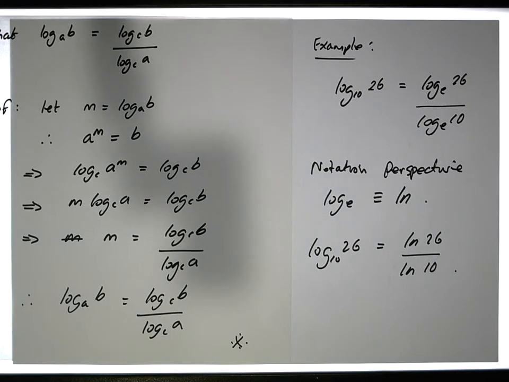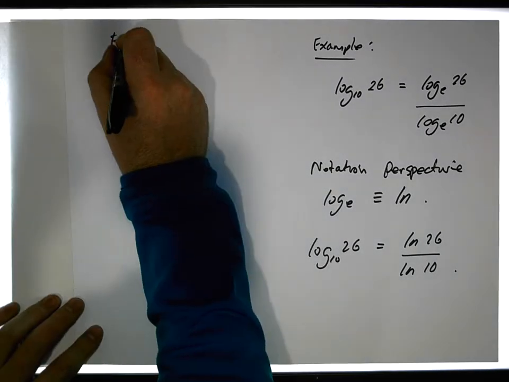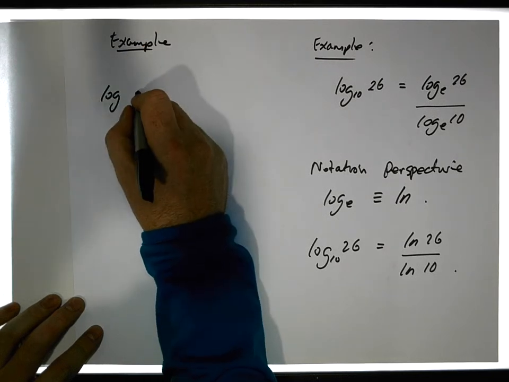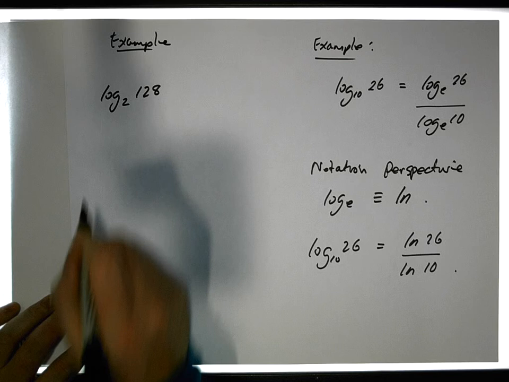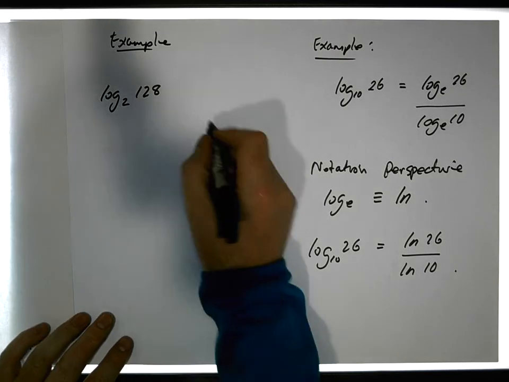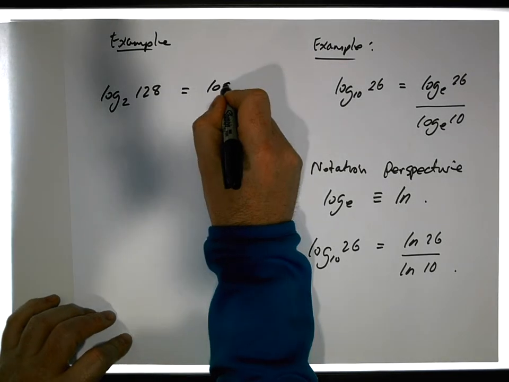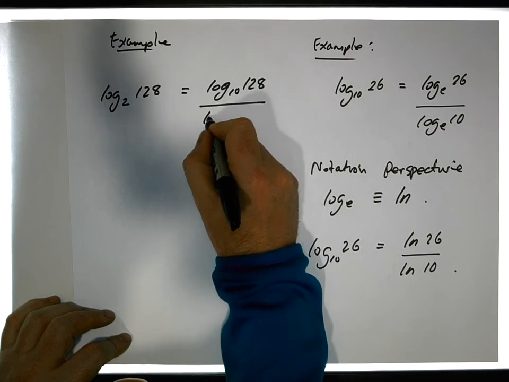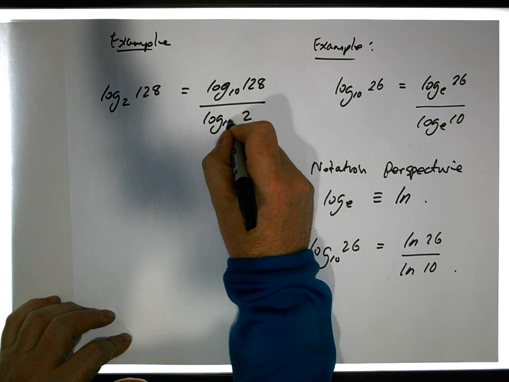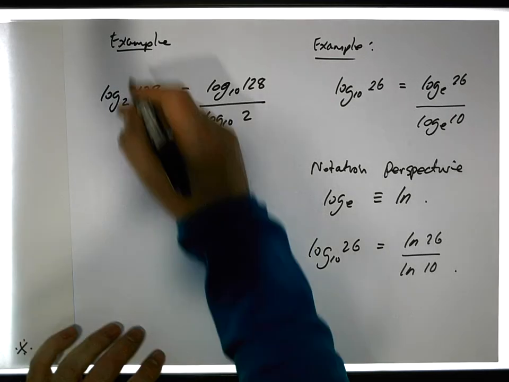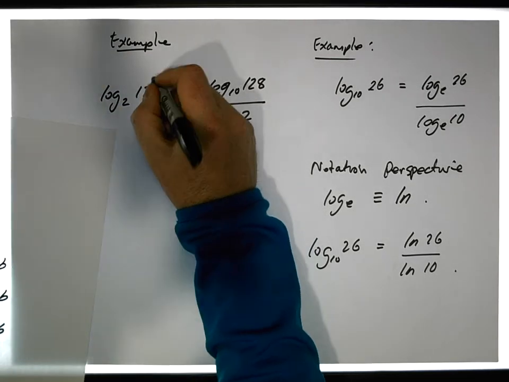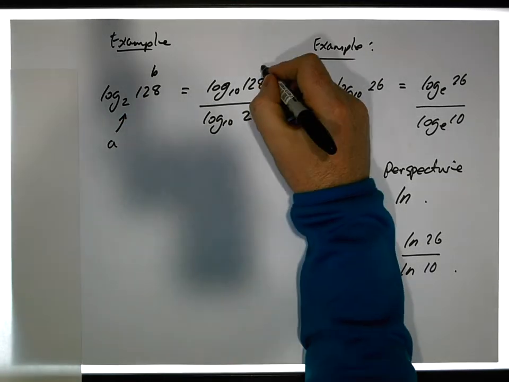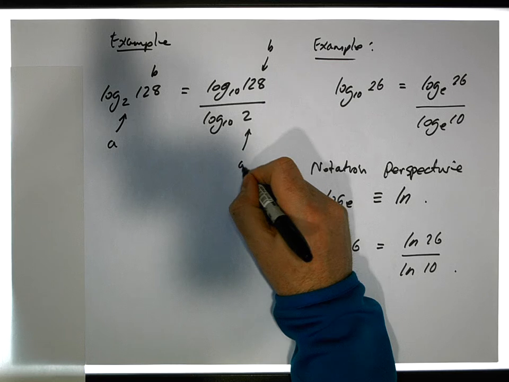Just as another quick example, let's say we have the log of 128 to the base 2, and I want to convert this to base 10. Well, this is the same as the log of 128 to the base 10 divided by the log of 2 to the base 10. Don't forget that in our definition this is our b and this here is our a. So you can see we have our b, our a, and our new base.